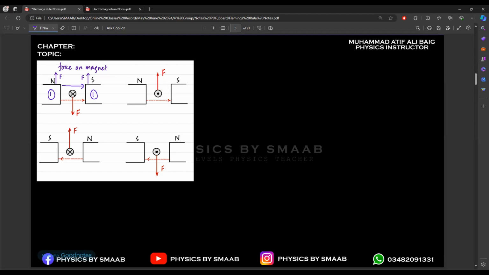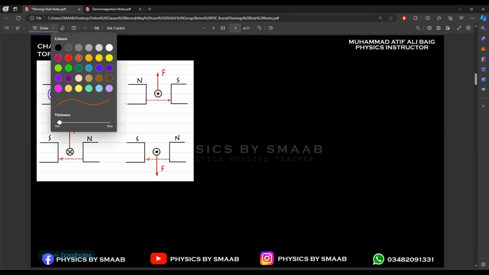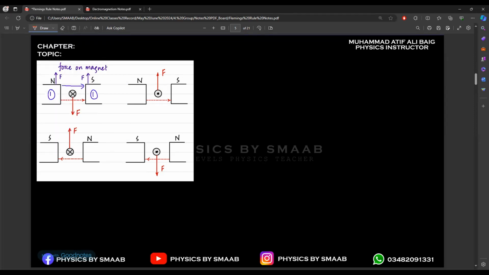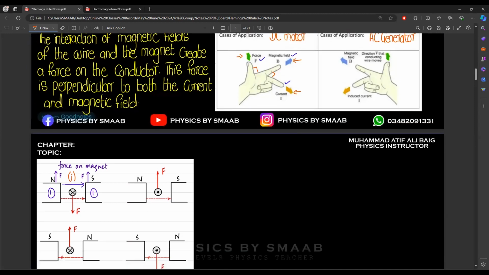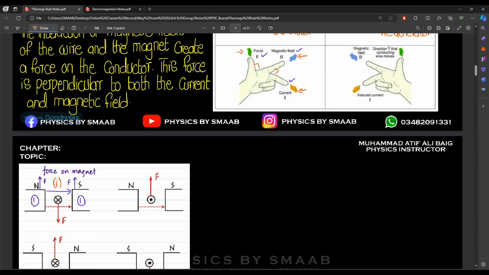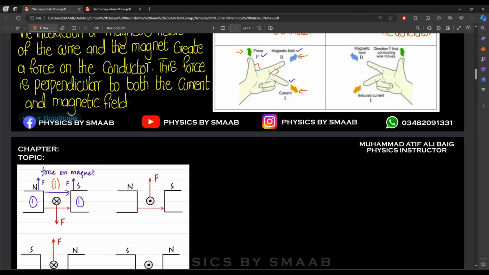And let's mark this one as the first figure. According to the first figure, if we want to apply this left hand rule on the first figure only, let's start first from the magnetic field. The magnetic field is moving from left to right. So you have to open up your first finger, and the first finger is pointing towards the right hand side.